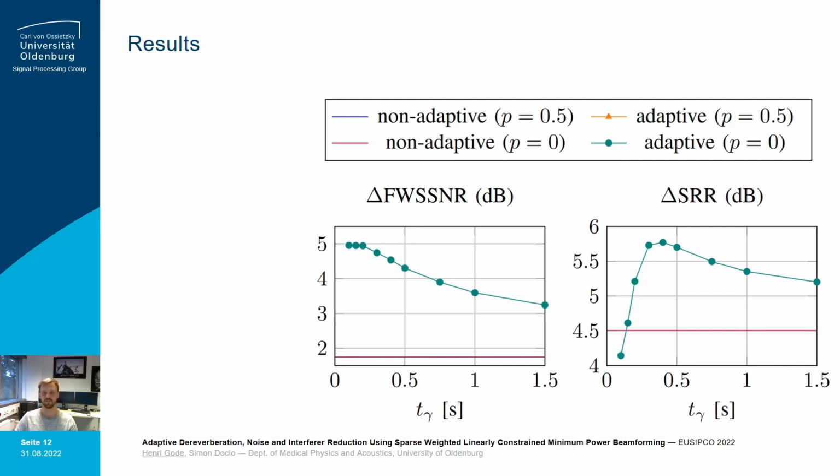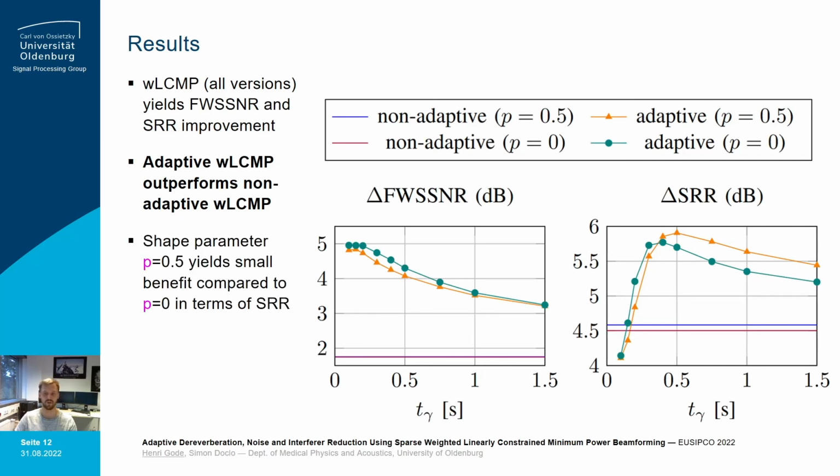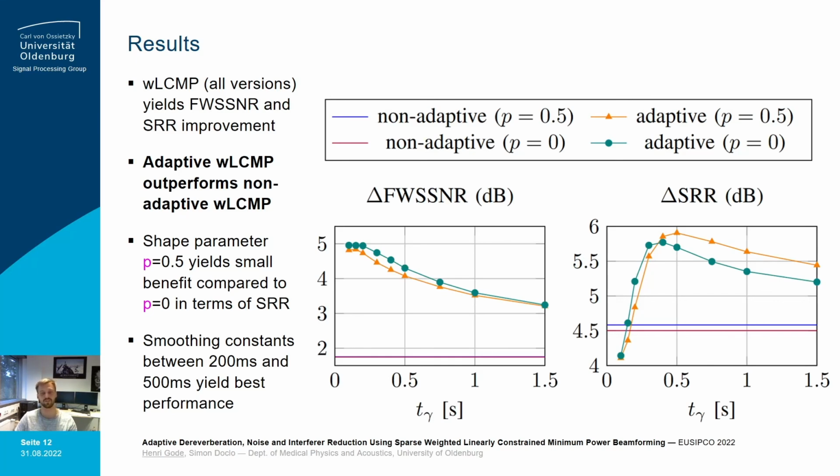This green curve shows the performance of the adaptive wl.CMP beamformer using different smoothing constants gamma. These results use the conventional variance update with p equals 0. Here now you see the corresponding results when adjusting the shape parameter to p equals 0.5. Now we can say that all versions of the wl.CMP beamformer improve frequency-weighted SSNR and SRR. And as expected, the adaptive wl.CMP beamformer clearly outperforms its non-adaptive version. However, adjusting the shape parameter to 0.5 only yields a small benefit in terms of SRR compared to p equals 0. And we see that smoothing constants between 200 and 500 milliseconds yield the best performance in the given scenario.